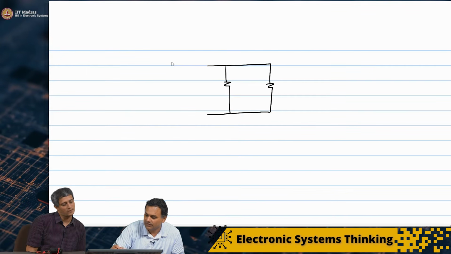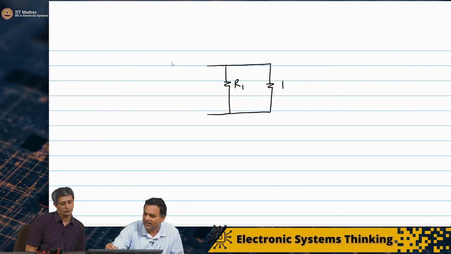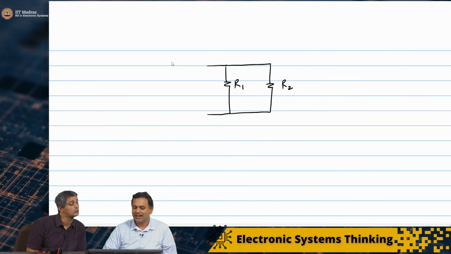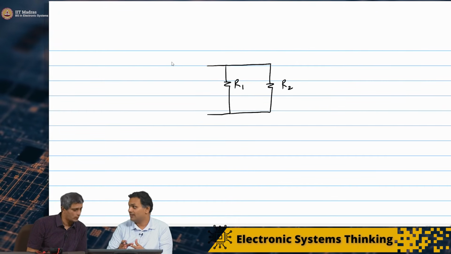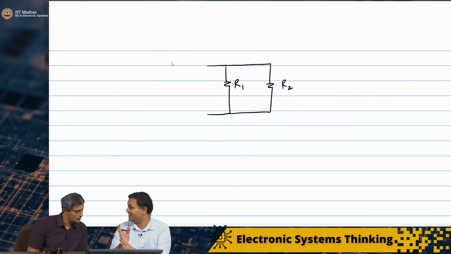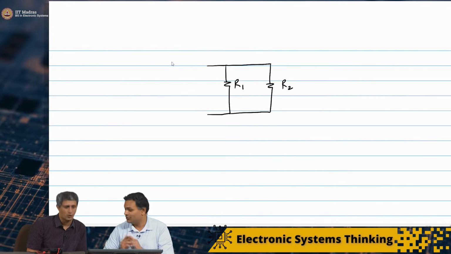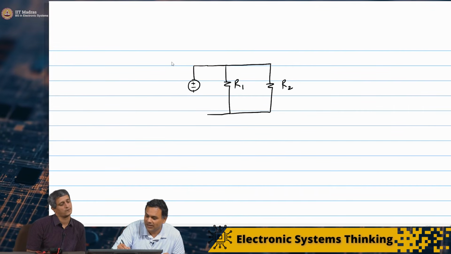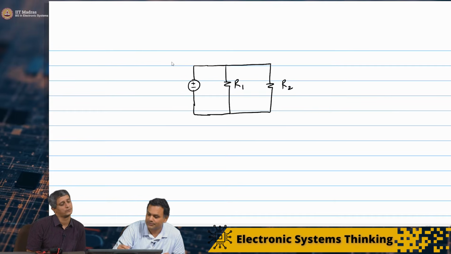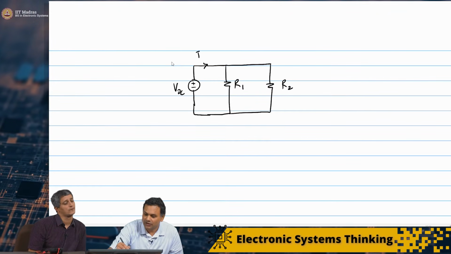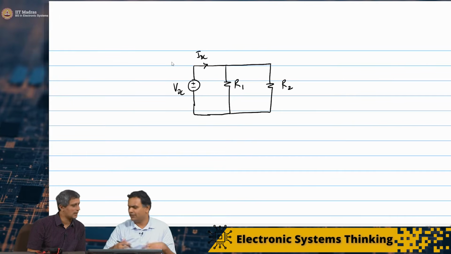So I want to find out if I have R1 and R2 in parallel like this, whether this will also give me a linear curve passing through the origin. I'll do the same method, which is to apply a DC voltage. It's going to draw some current, and I'll need to find out what that is.